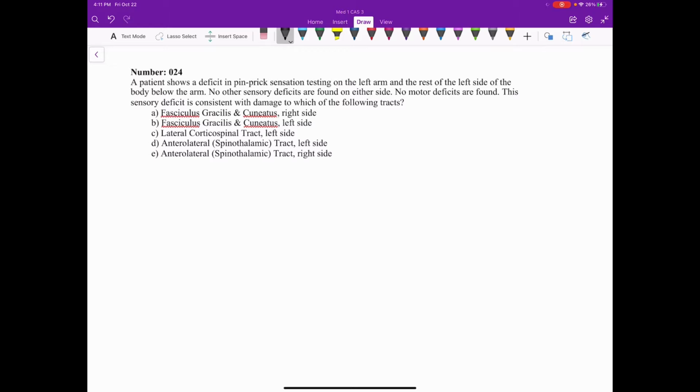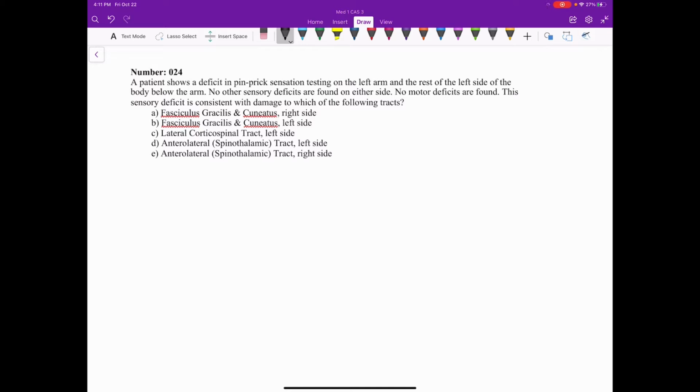Okay, next question. A patient shows a deficit in pinprick sensation testing on the left arm and the rest of the left side of the body below the arm. Okay, so, what are we talking about? The left arm and the rest of the left side of the body below it. Okay. We kind of just talked about a question like that, but let's keep going. No other sensory deficits are found on either side. No motor deficits are found as well. This sensory deficit is consistent to damage to which of the following tracts?